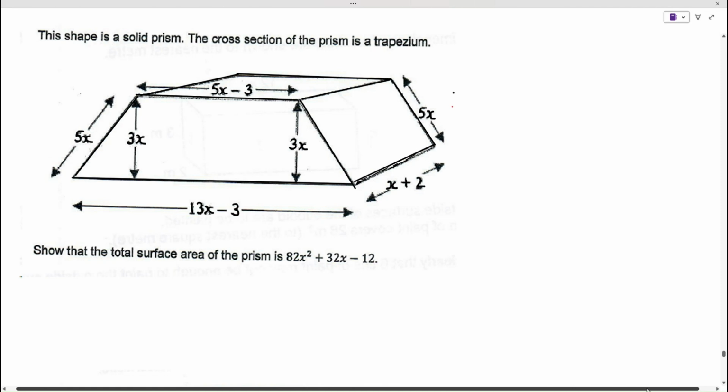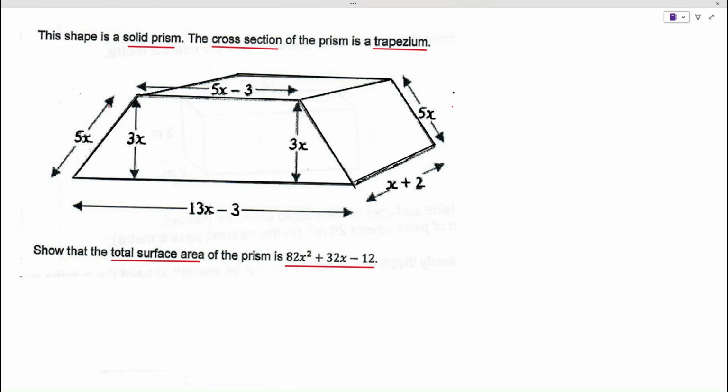In this video, we're doing a GCSE question where we have to take the surface area of this prism and turn it into a quadratic. So here's our question. This shape is a solid prism. The cross section of the prism is a trapezium. Show that the total surface area of the prism is 82x squared plus 32x minus 12.